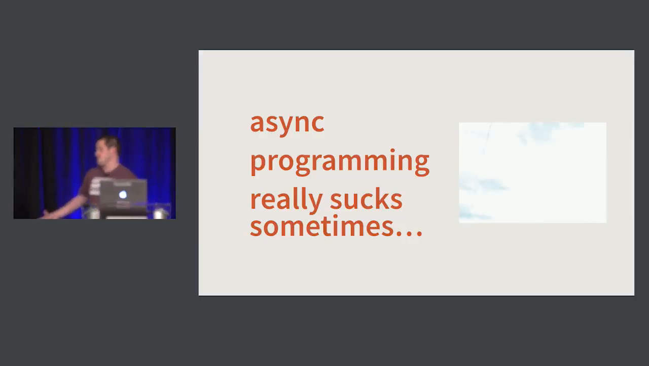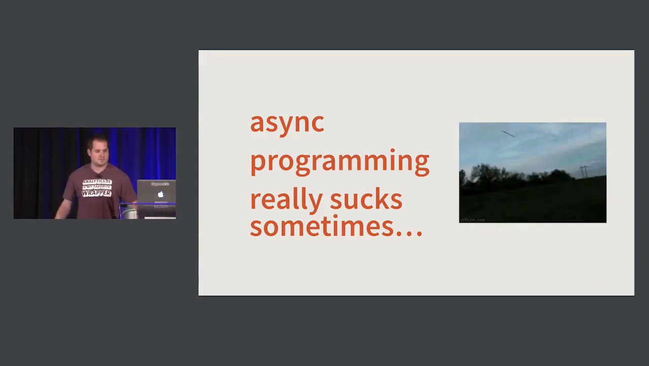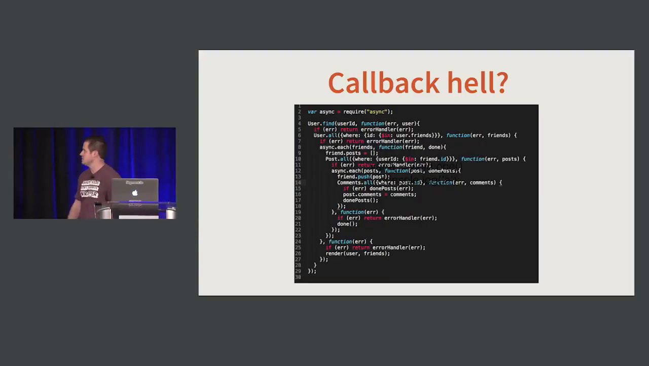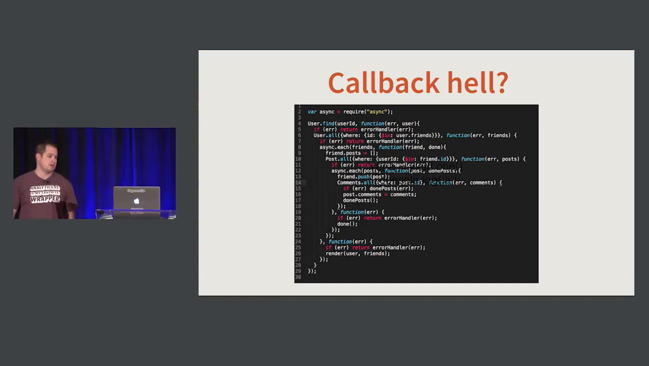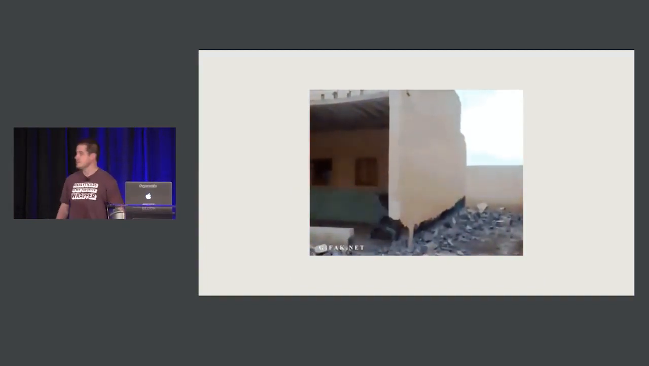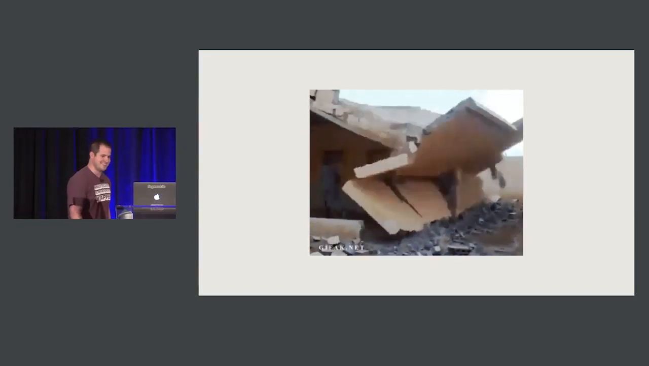So asynchronous programming really sucks sometimes. Juggling all these callbacks feels a lot like this guy here trying to throw a boomerang. You have to pass values and pass behaviors around, and you end up with code that looks like that, and it's not fun to maintain at all. I get irritated with it because when you go to change things, you end up doing things like that when you try to refactor your application. And it's a pain.